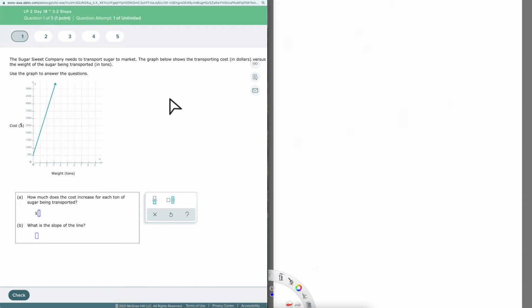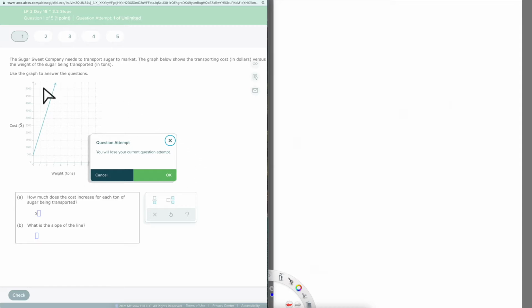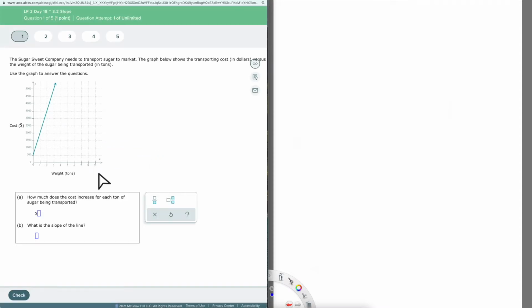Alright, so looking at the side here, we have explanation. This is going to give us the solution to the question we are looking at right now. So it's going to tell us we're losing our question attempt because it's going to give us the answer. It's not going to give you the answer and then have you come type in the answer. It's definitely going to make you take a look at the answer and then try this again on another attempt.